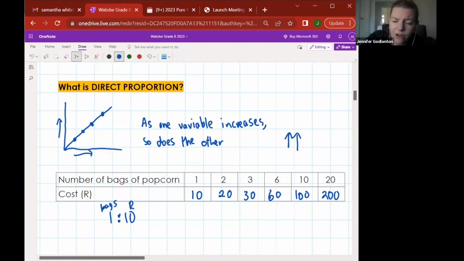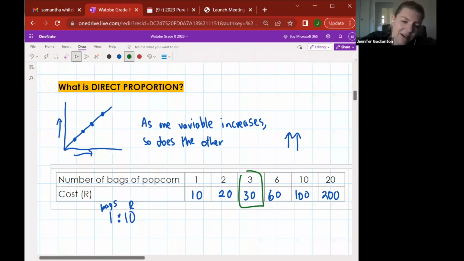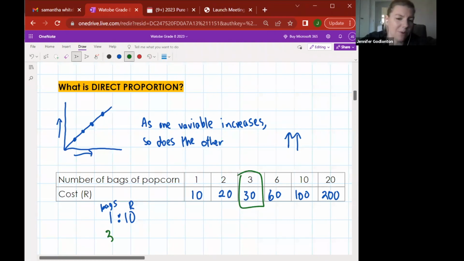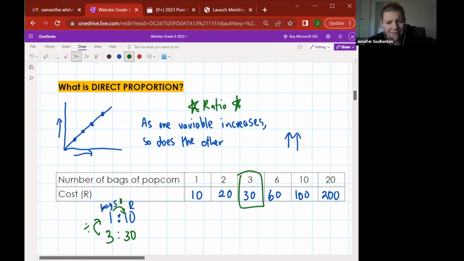So for example, if we have a look over here, let's have a look at those 3 and 30. If we have 3 bags of popcorn, we can always do our divide up and times over rule. So we can say 3 divided by 1 times by 10, and that would give me 30 rand. So we can always use ratio when we have direct proportion. Our friend in direct proportion is ratio. We have a constant ratio each time.